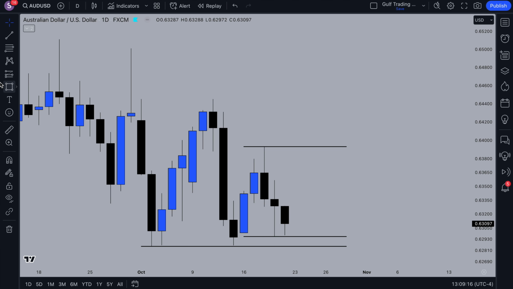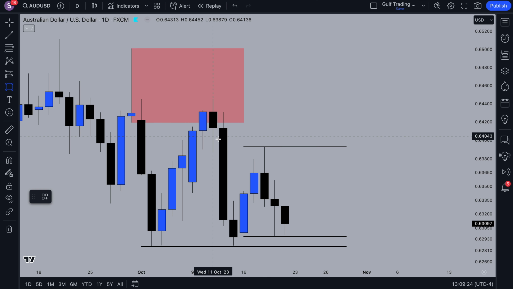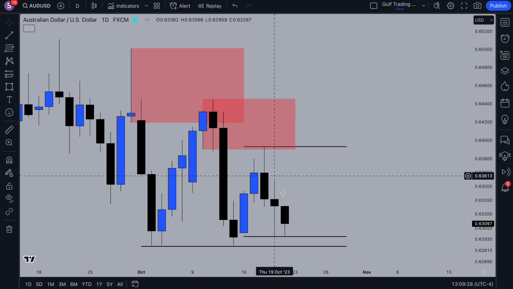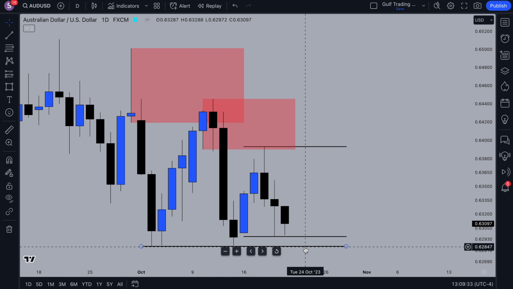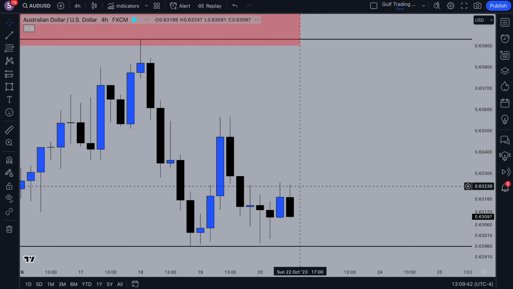And what you can see is that not only did we react off this previous daily supply zone, we also reacted off a more recent one. So over here, just tapped into it and then we turned it down again. So my expectation is to take out liquidity down here. So that's my draw on liquidity for the coming week. Other than that, not really any PD arrays. So we go down to the 4 hour.